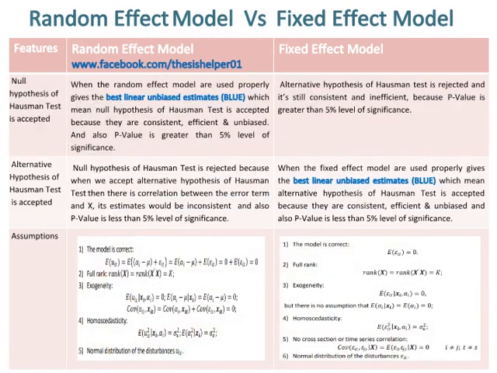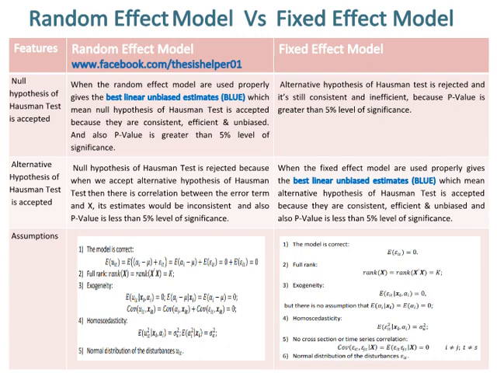Null hypothesis of Hausman test is accepted, which means that when the random effect model is used properly, it gives the best linear unbiased estimates, BLUE, which means null hypothesis of Hausman test is accepted because they are consistent, efficient and unbiased. And also p-value is greater than 5% level of significance. Whereas alternative hypothesis of Hausman test is rejected because p-value is greater than 5% level of significance.